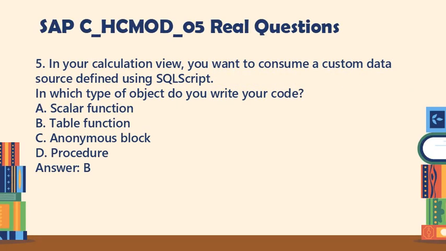5. In your calculation view, you want to consume a custom data source defined using SQL script. In which type of object do you write your code? A. Scalar function. B. Table function. C. Anonymous block. D. Procedure. Answer: B.